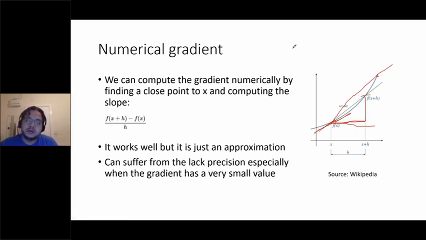If the gradient is very small, for example, something like this, and we go here, the point that we are going to find is, for example, here. The gradient here should be like this, but because we are close to a minimum, if we take this point, the gradient will be almost flat when we compute it this way. So it can suffer from this kind of imprecision. When we are close to a minimum, the numerical gradient tends to become almost zero or zero. And if it is zero, we don't know which direction we should go. The lack of precision doesn't allow us to go in the direction of the minimum. So it has some problems.